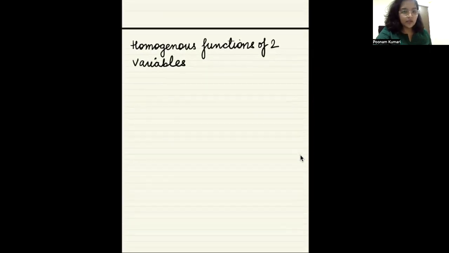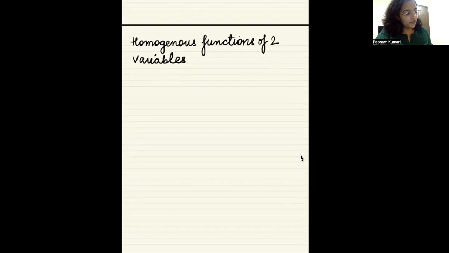Let's begin. So the first thing that we are going to talk about is homogeneous functions of two variables. First, we'll understand what it means in the two variable case, then we will generalize it. Okay. So, all right, let's start. So let's see what the definition is for a homogeneous function of two variables.